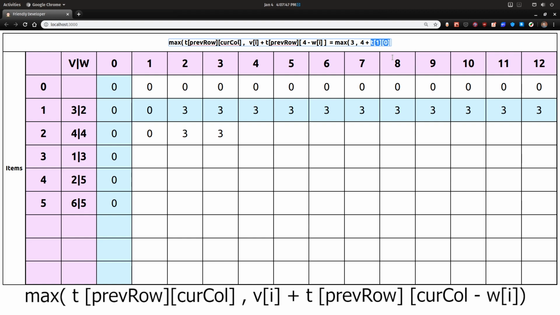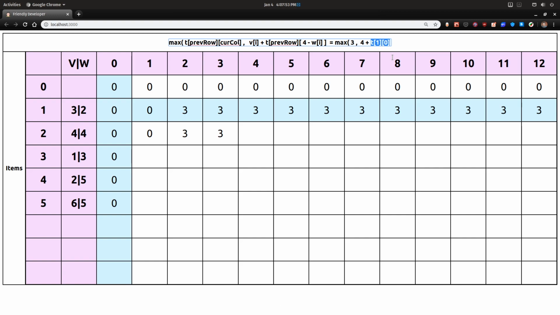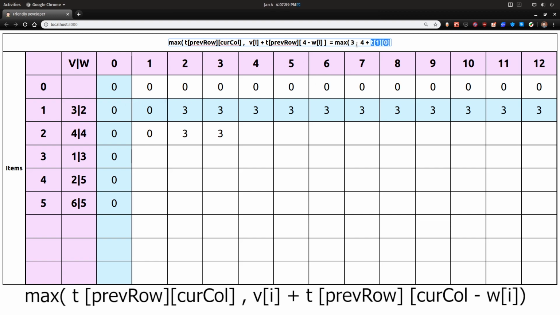That just means that by including this item, you are decreasing the capacity of the bag, and by decreasing the capacity of the bag, the maximum value that you can get out of it will be 0, because the remaining capacity is 0. So 4 plus 0 is 4, maximum is 4. So we will just write the evaluated value of this expression.